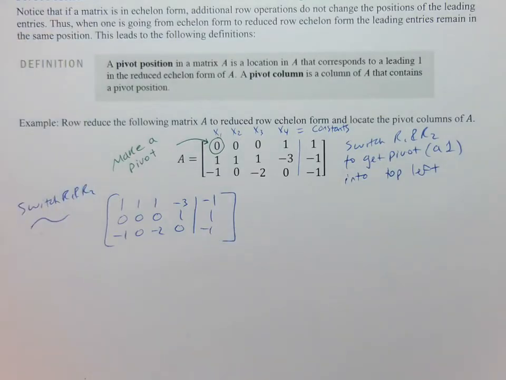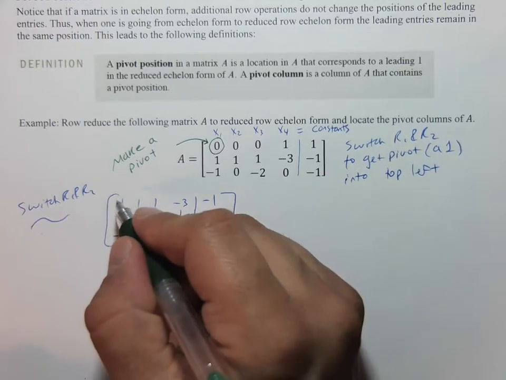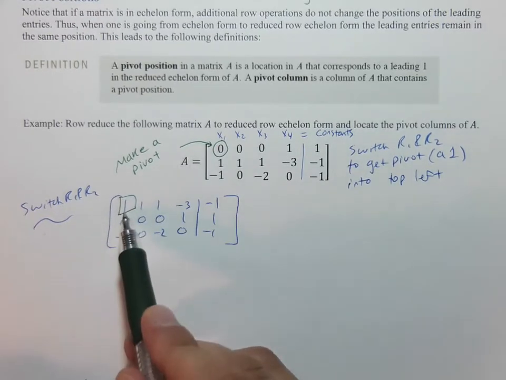Okay. So we got the pivot in the upper left. I'm going to box it in. Let's not mess that up. It's a pivot. We want it there.